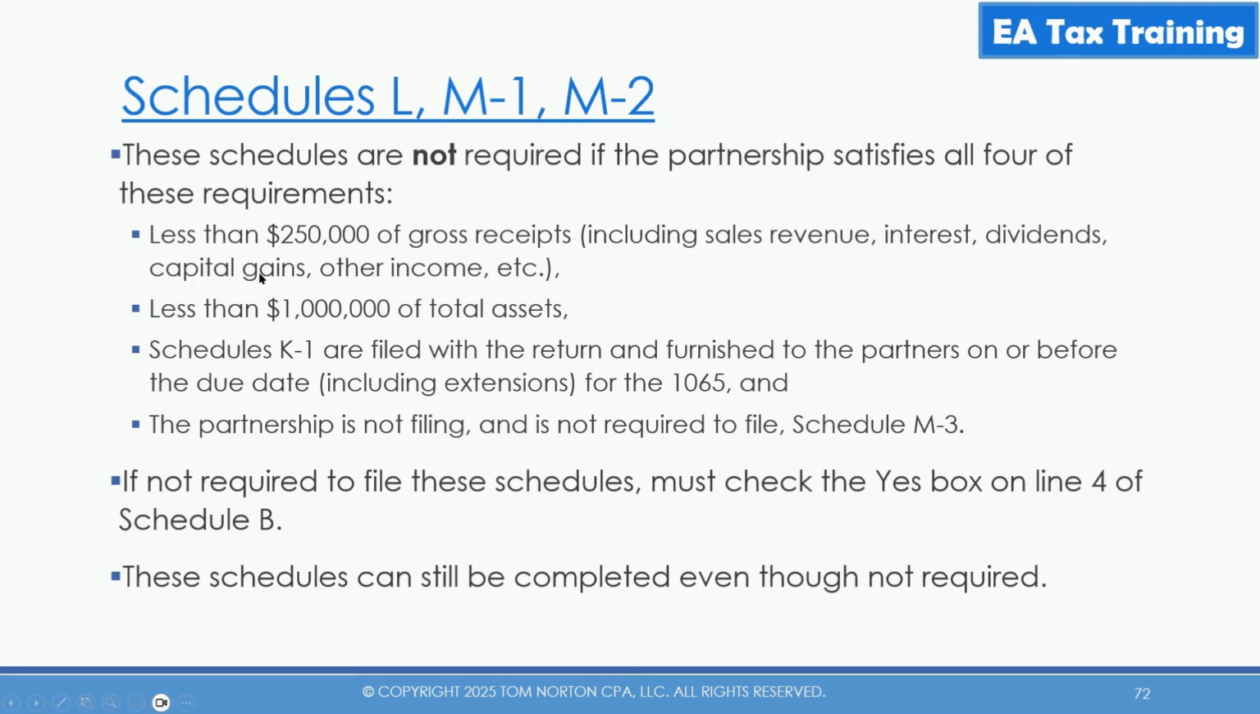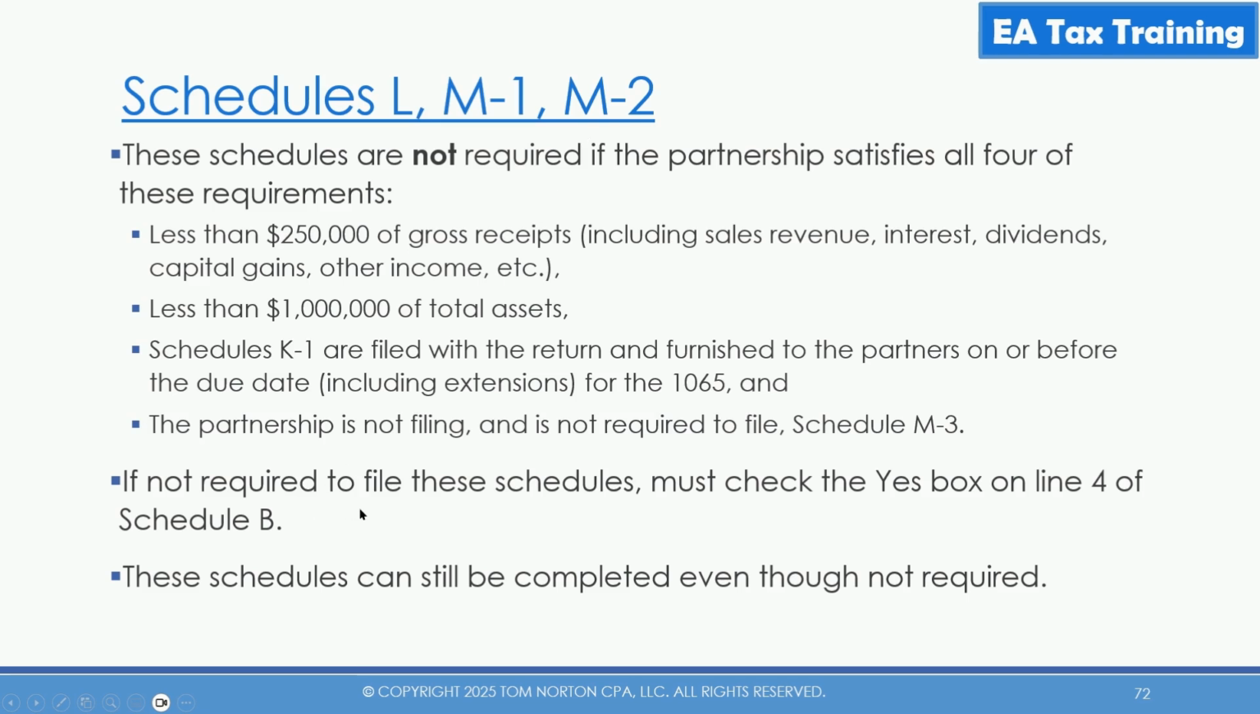First of all, if the partnership has less than $250,000 of gross receipts. Secondly, if they have less than $1 million of total assets. Thirdly, as long as all Schedule K1s were filed on time, including the extensions. So if you filed after the due date or after the extended due date, then you still have to fill out Schedules L, M1, and M2. But as long as you file them on time and you meet the other criteria, then you do not. And finally, the partnership is not filing and is not required to file Schedule M3. So if you meet all of that criteria, Schedule L, M1, and M2 are not required.